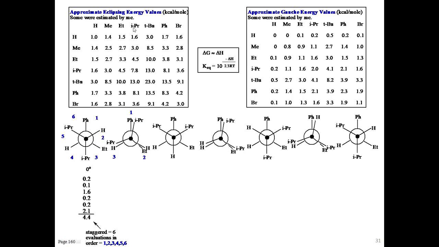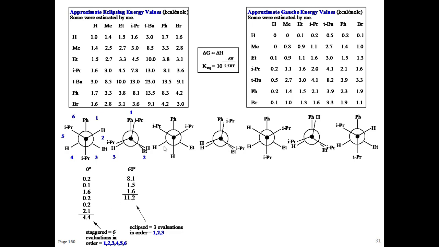Now we're going to go to the eclipsing energy table and start off with the top one, which is phenyl versus isopropyl. This is probably pretty big. Isopropyl and phenyl is 8.1, so that's going to be quite large. And then if I look at H versus ethyl, probably not too much, 1.5. So a little bit bigger than a methyl, 1.5. And then the next one is isopropyl versus an H. H versus isopropyl, that's a little bit bigger, 1.6. So if we add all those up, it comes out to 11.2, and you can see it is quite a bit larger than the staggered conformation, because it's eclipsed.